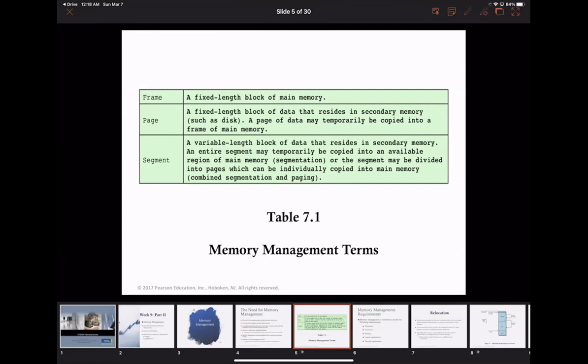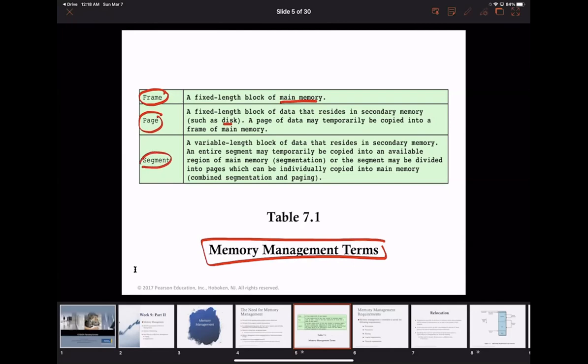Some of the key terms that we will use a lot in memory management. These are the memory management terms that from now on we will use very frequently. The first one is called frame. When I use the word frame, that means a fixed length block that resides in the main memory. When I use the word page, I'm talking about a fixed length block of data that resides in secondary memory. It could be considered as disk, and a page of data may temporarily be copied into a frame of the main memory.